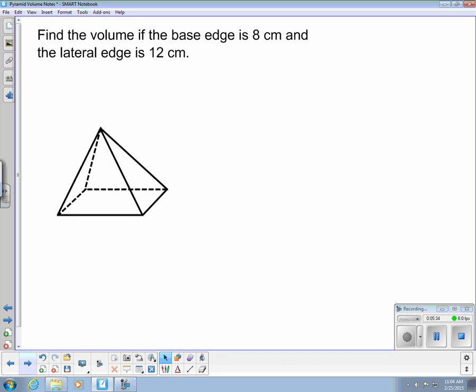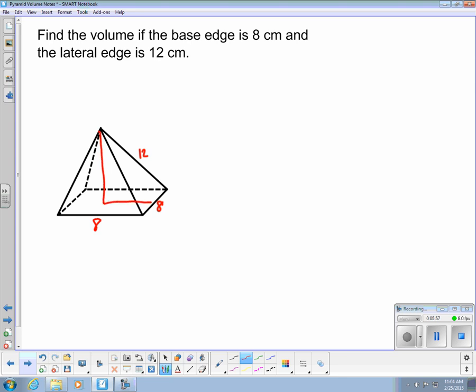All right, so here's our first example problem. It says find the volume if the base edge is 8 centimeters. So we have an 8 here and an 8 here. And it says the lateral edge, which is up here, which is not the slant height, it's the lateral edge, it's where the triangles meet, is 12.